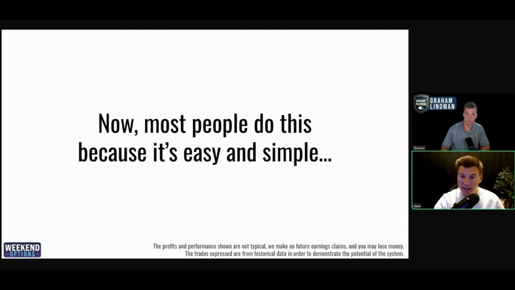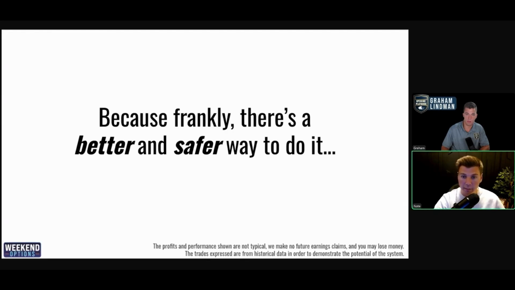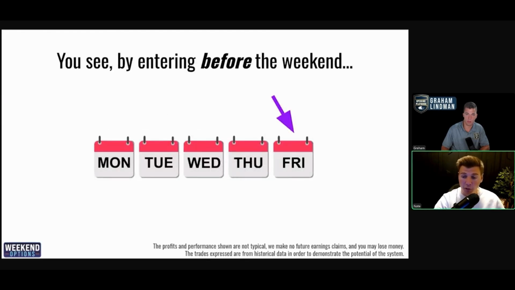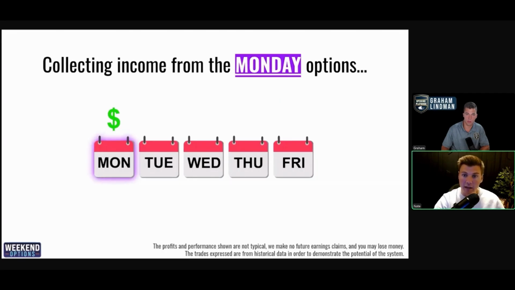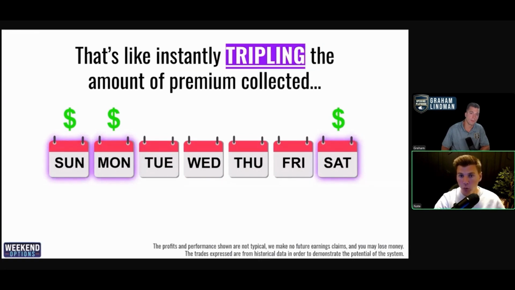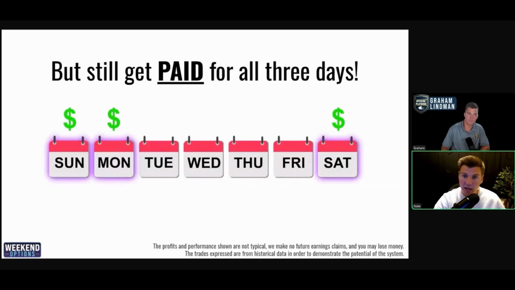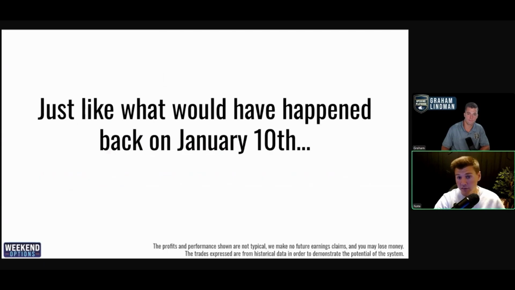Now, most people do this because it's easy and simple, but they don't realize how much money they could be leaving on the table because, frankly, there's a better and safer way to do it. You see, by entering before the weekend, so that's on the Friday, and then collecting the Monday income, the ones expiring on Monday, we're getting the bonus premiums from holding it over the weekend, which is like instantly tripling the amount of premium that you can target in the same situation. And because the market is closed on Saturday and Sunday, we're actually able to sidestep a lot of the market action, even though it's priced into those options, and still get paid for all 3 days of holding the trade.